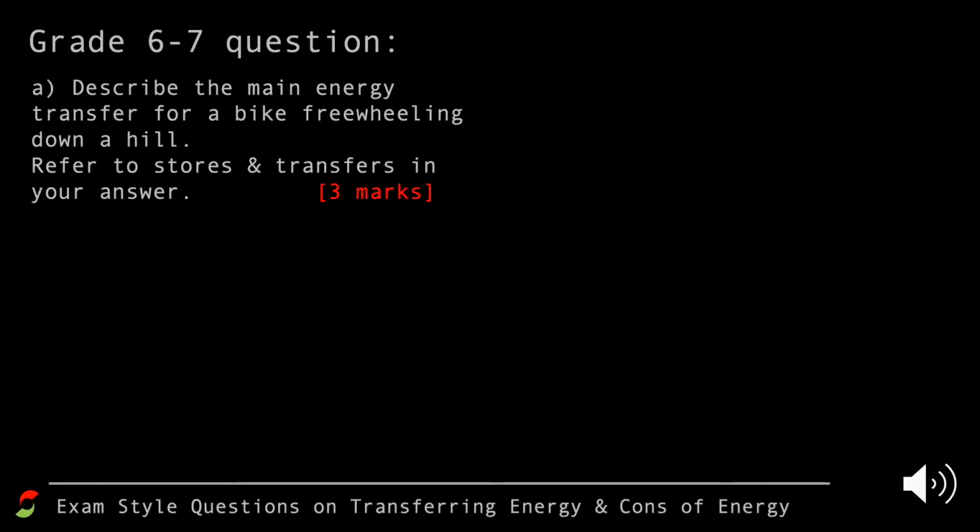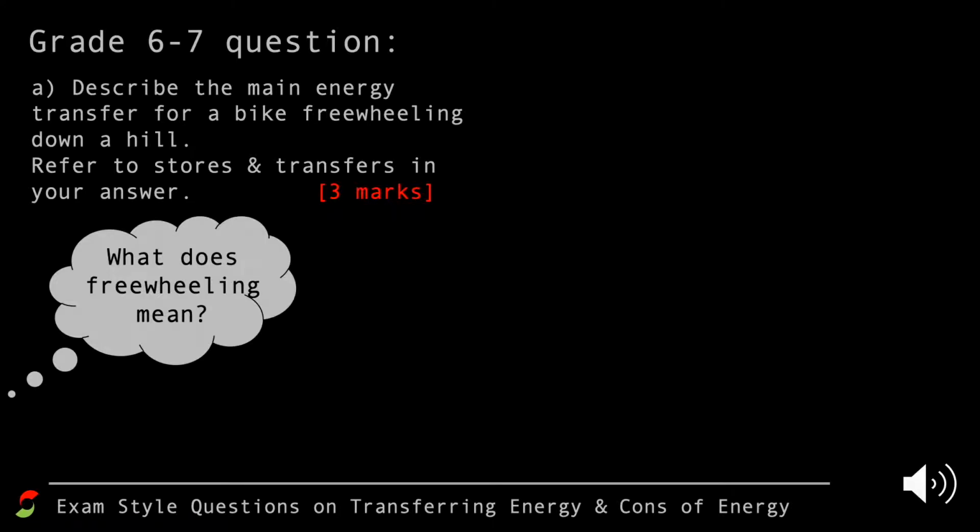Let's have a look at a little bit harder question. We're going to describe the main energy transfers for a bike that's freewheeling down a hill. The question's been very helpful here. It's telling us to refer to stores and transfers, and it's worth 3 marks. So we've got to come up with 3 good bits of physics to get the 3 marks here.